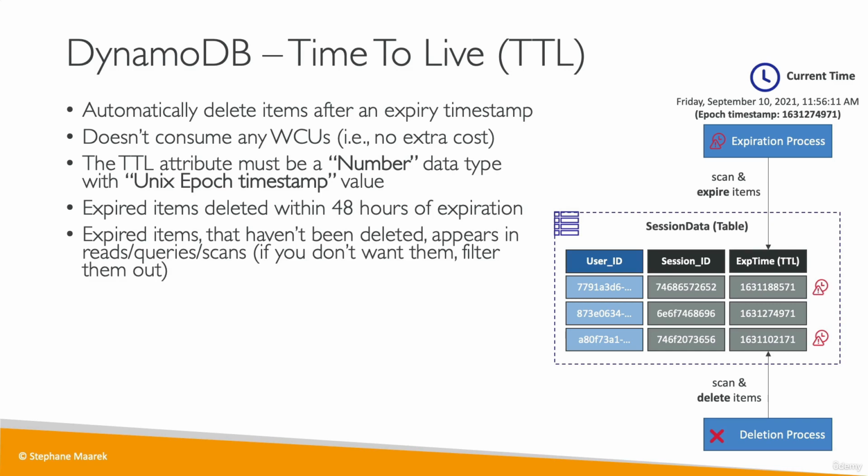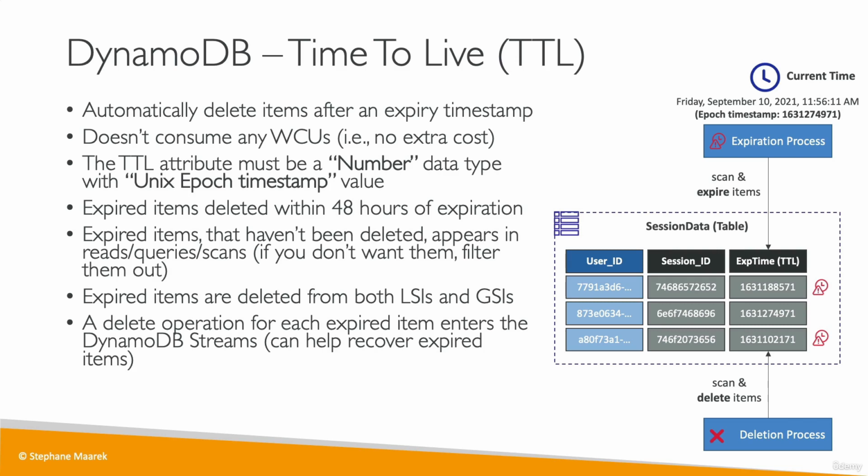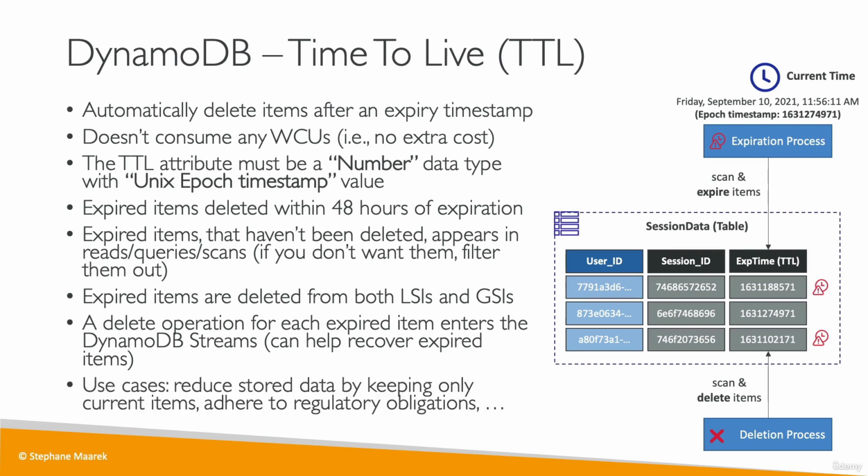Now, these expired items that haven't been deleted will still appear in the reads, query, and scan. So if you don't want them, you need to do some client-side filtering. So there could be some expired items already in your queries. You need to wait up to 48 hours to see it being deleted. And when the items are deleted, they're also deleted from your indexes, so your local secondary indexes and your global secondary indexes. And a delete operation for each expired item enters the DynamoDB stream. That means that any item that gets deleted thanks to the TTL will be in that stream, and you could recover it if you wanted to.